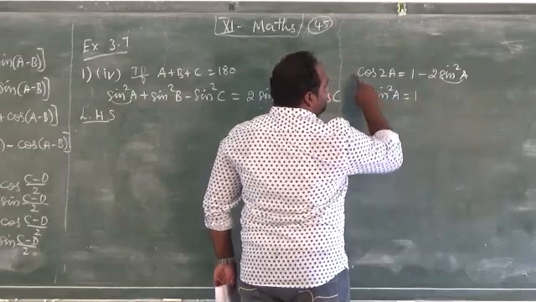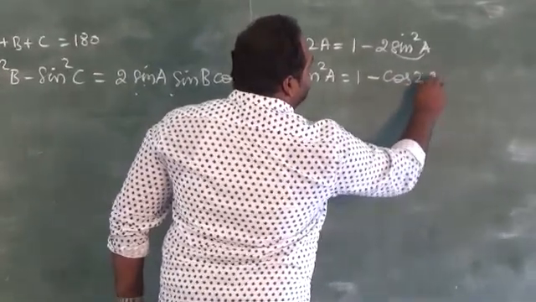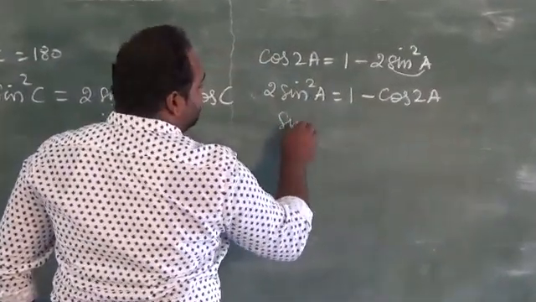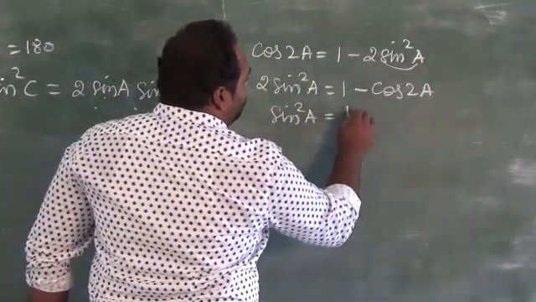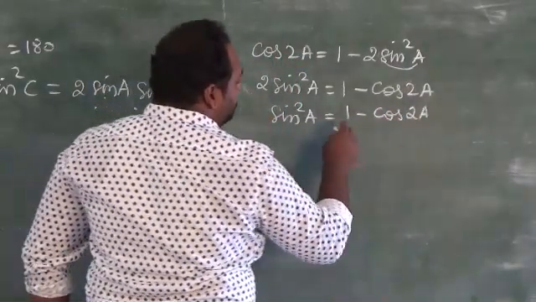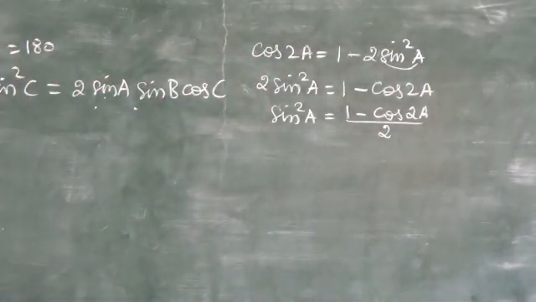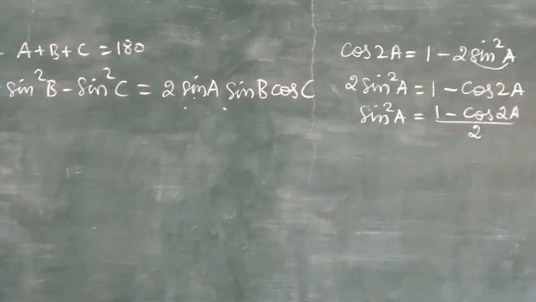Then 1 as it is. I am going to bring this cos 2A to this side, so it becomes minus cos 2A. Then I need only sin square A, so it will be 1 minus cos 2A as it is. When you bring this multiplication to this side, it will be division. So instead of sin square A, I can write 1 minus cos 2A by 2.